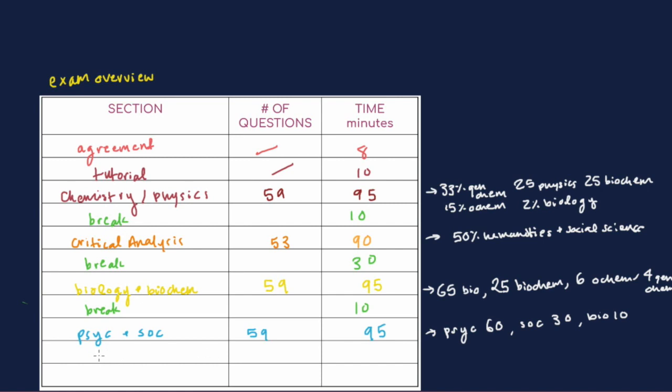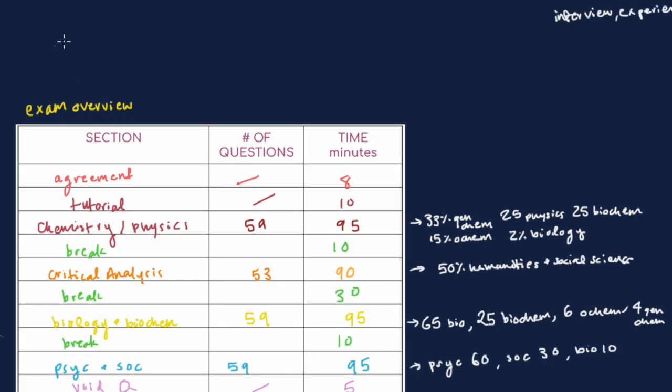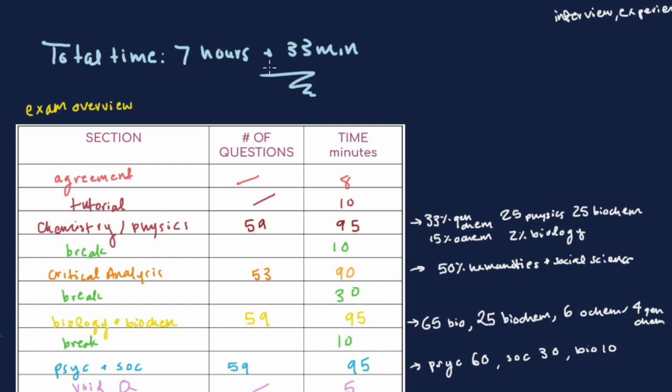After that, you're pretty much done. You only have to end the test with a void question, which takes around 5 minutes, and an optional survey, which takes another 5 minutes. So the total time for the entire MCAT comes out to be 7 hours and 33 minutes, which is really, really long. Probably one of the longest tests out there.